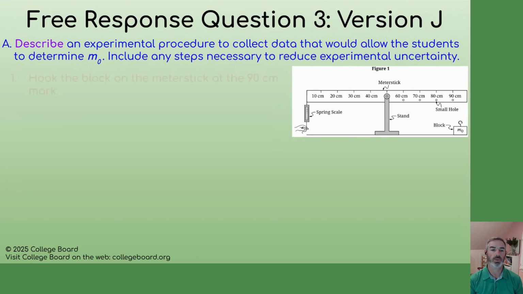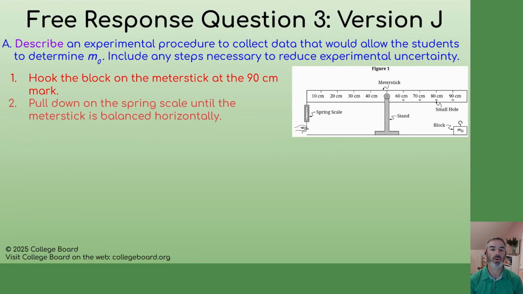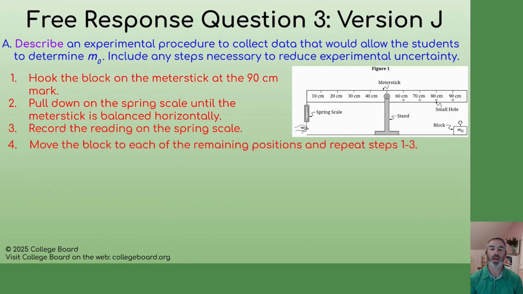So the first thing we're going to do is hook the block on the meter stick at 90 centimeters. Then we're going to pull down on the spring scale until the meter stick is balanced horizontally. We're going to record the measurement that we have on the spring scale. And then we're going to move the block to each of the remaining positions and repeat steps 1 through 3.